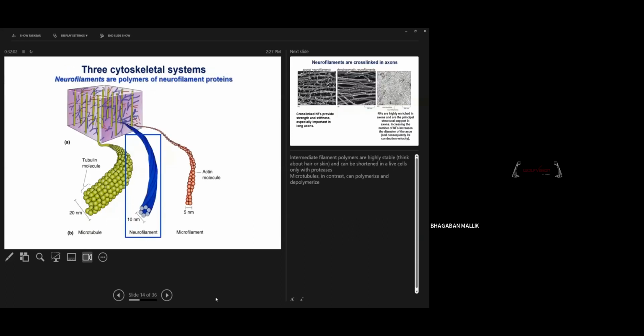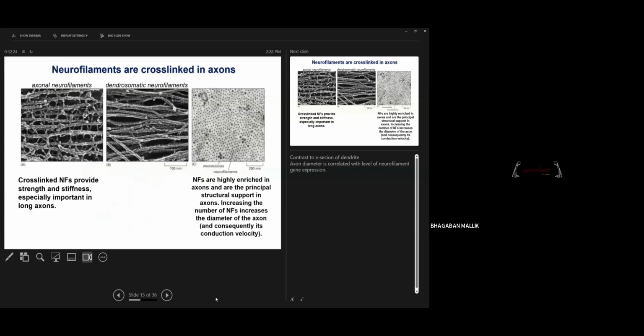So another protein that also plays an important role, providing the framework, the support in the axon, is the neurofilament. So we are going to talk about the neurofilament. Microtubule is around 20 nanometer diameter, consists of alpha tubulin and beta tubulin, along with microtubule associated protein. And the neurofilament is around 10 nanometer in diameter. So we're going to talk about some features of the neurofilament.